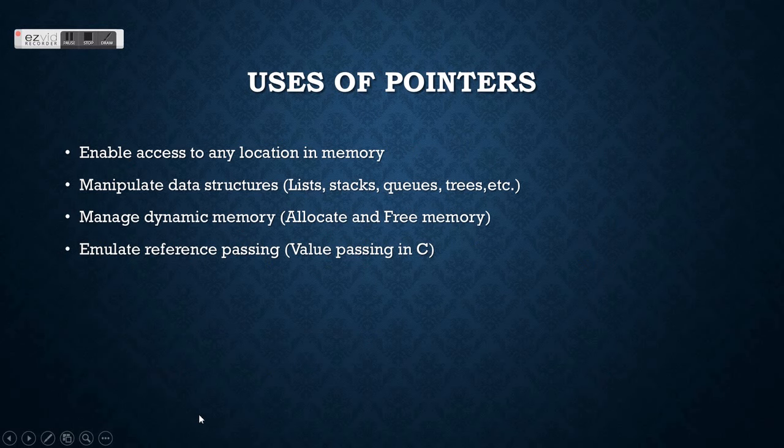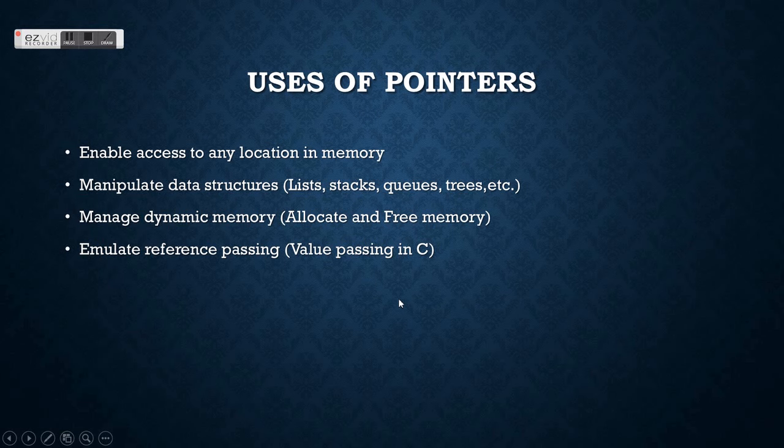So the uses of pointers in C are a couple. It enables us to access any location in memory by accessing the addresses in the memory, as we saw before. We can manipulate data structures such as lists, stacks, queues, trees. For example, the use of strings in C. In C there are no strings. Instead, we use an array of pointers of type character to simulate a string.